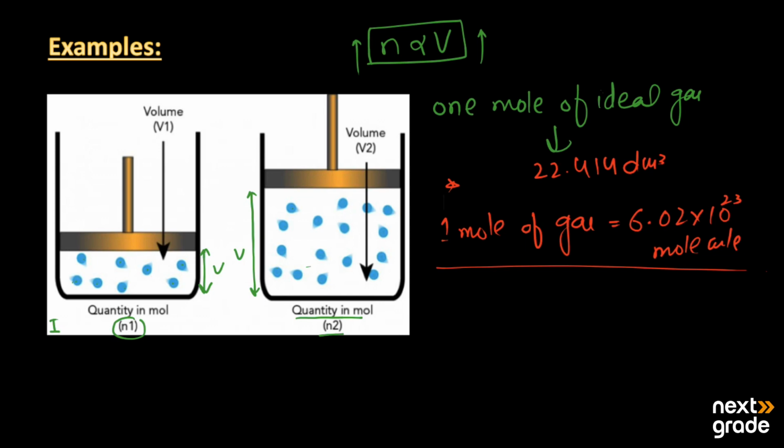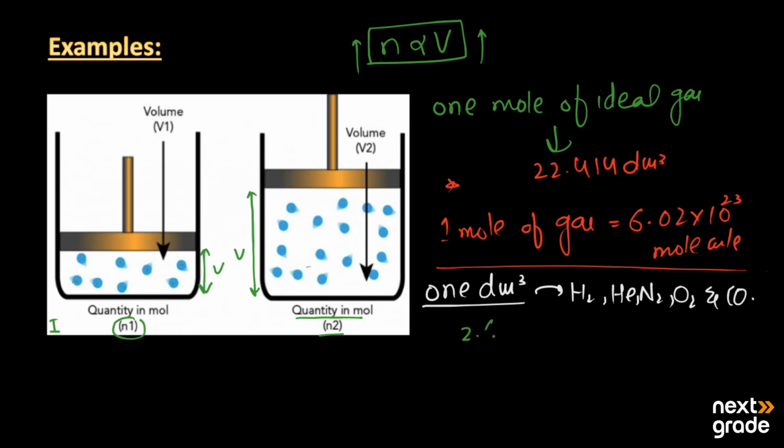Likewise, another example: if we have 1 dm cube of different gases in separate vessels, and the gases here are hydrogen, helium, nitrogen, oxygen and carbon monoxide, then at standard temperature and pressure the number of molecules that these gases contain will be equal to 2.68 into 10 raised to the power 22. So the number of molecules will be the same for all these gases, even though the masses of the gases are different.